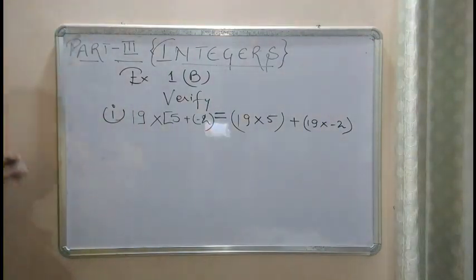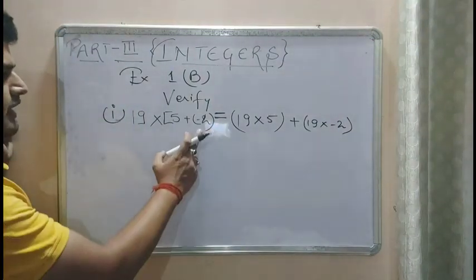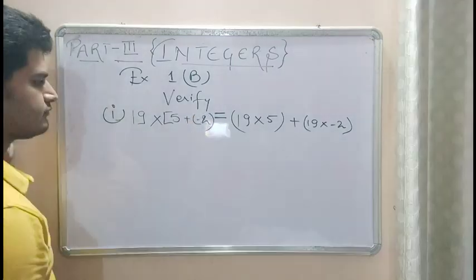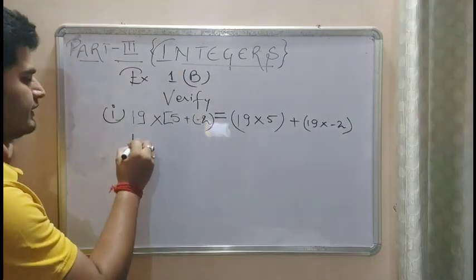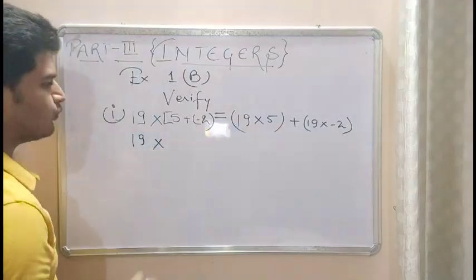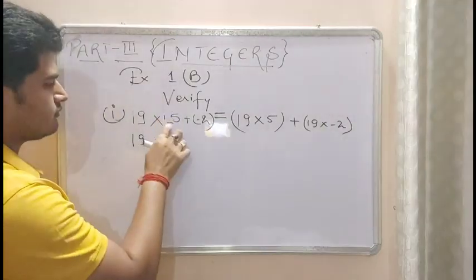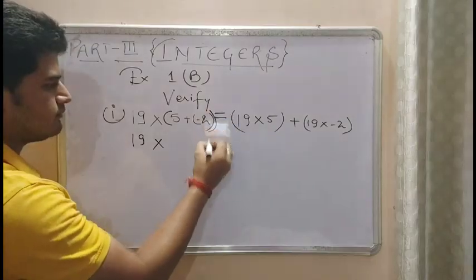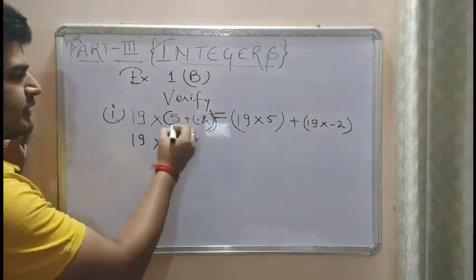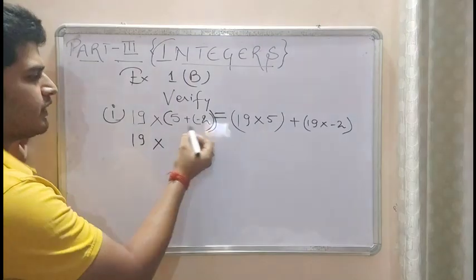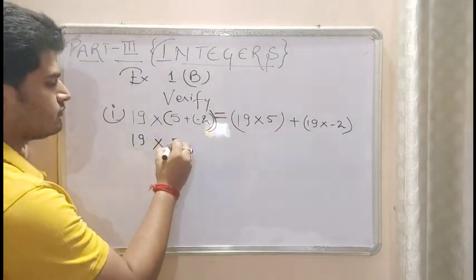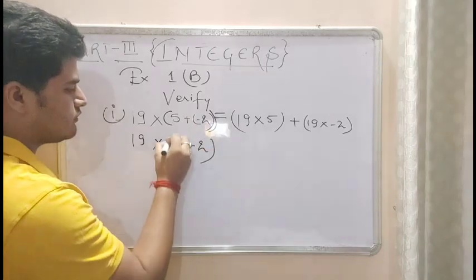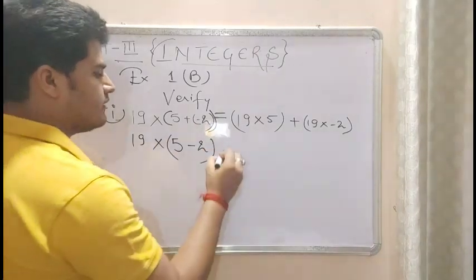Now see, minus 2 has been kept as a separate number over here. So 19 into, if you are using the small bracket, use the small brackets only. So 5 plus minus 2. Now bracket means what? Multiply, we have already discussed. So plus into minus will give you minus. So you are going to get 5 minus 2 in bracket.